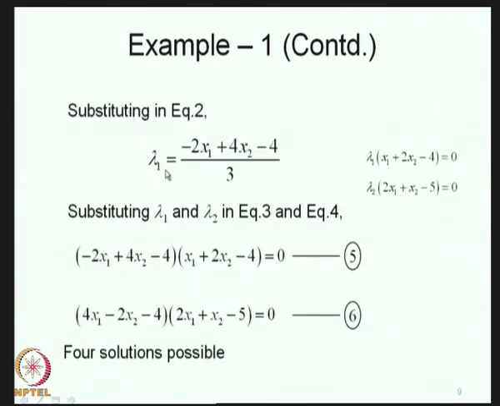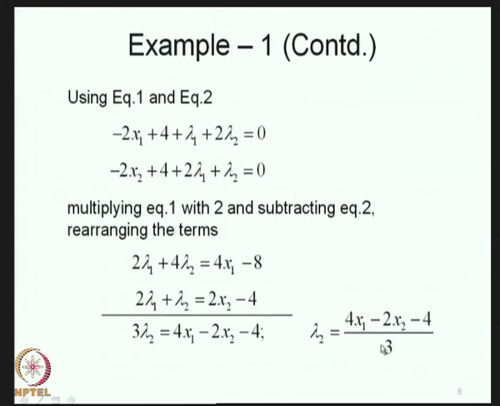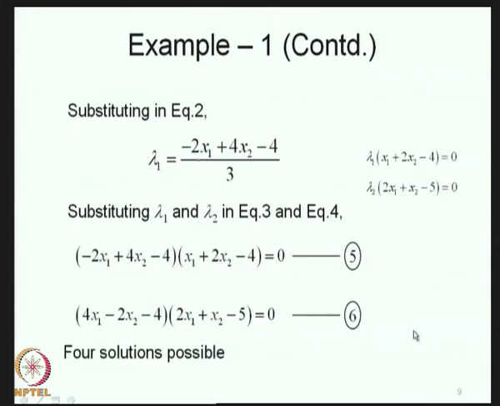Similarly, I express lambda 1 using these 2 equations and using the value of lambda 2 that I just obtained as lambda 1 is equal to minus 2 x 1 plus 4 x 2 minus 4 divided by 3. Now, you have equations 3 and 4, which are lambda j g j is equal to 0. We have now expressed lambda 1 and lambda 2 in terms of x 1 and x 2. So, we reformulate these equations 3 and 4 as equations 5 and 6. So, I am expressing lambda 1 here and lambda 2 here in terms of x 1 and x 2, and these are g j of x is equal to 0.